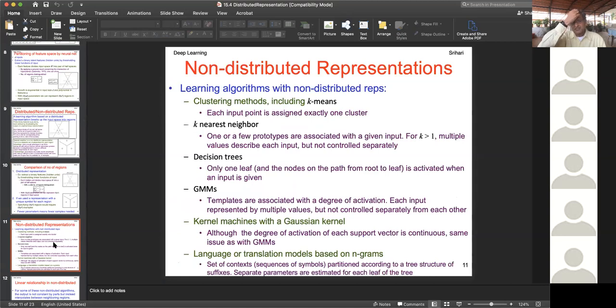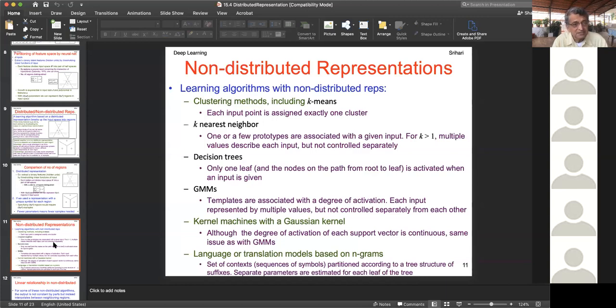So what are some non-distributed representations? It turns out, like all the classic methods of pattern recognition and machine learning, the old methods, they're all symbolic representation methods. They're not distributed. Like clustering methods, including k-means clustering, or the k-nearest neighbor classifier, or the idea of a decision tree, or a Gaussian mixture model, or a kernel machine such as an SVM with a Gaussian kernel, and also language or translation models based on n-grams.